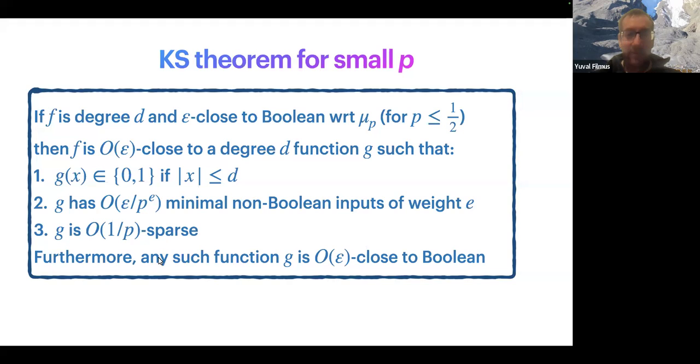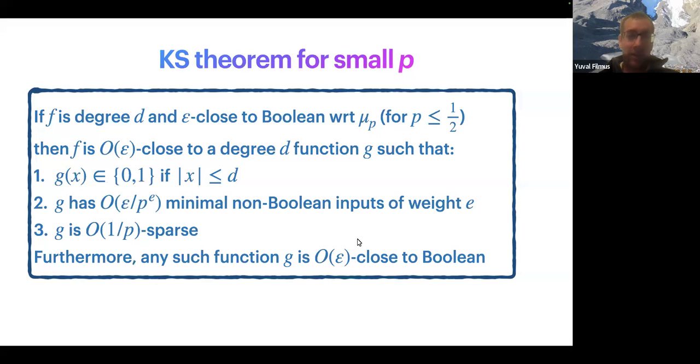Okay, and furthermore, any degree D function which satisfies these three properties is going to be order epsilon close to Boolean. So in this sense, the theorem is tight. Okay, so maybe this is not the theorem we want, although as we'll see in a few slides, we can actually get what I think are somewhat interesting corollaries, even just from this formulation. But in a sense, this is really the best that you can do, because this list of functions, well, it's tight.